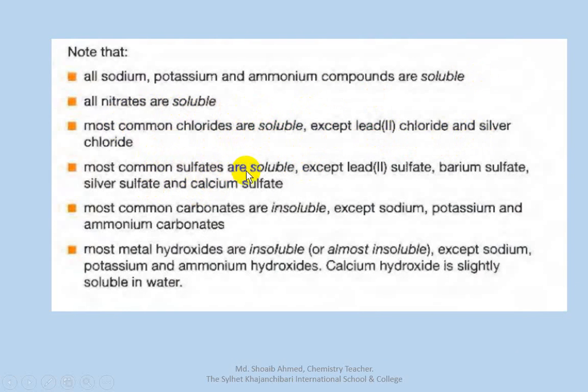Most common sulfates are soluble except lead sulfate, barium sulfate, silver sulfate, calcium sulfate. The most common carbonates are insoluble except sodium, potassium and ammonium carbonates. Most metal hydroxides are insoluble except sodium, potassium, ammonium hydroxide. Calcium hydroxide is slightly soluble in water.